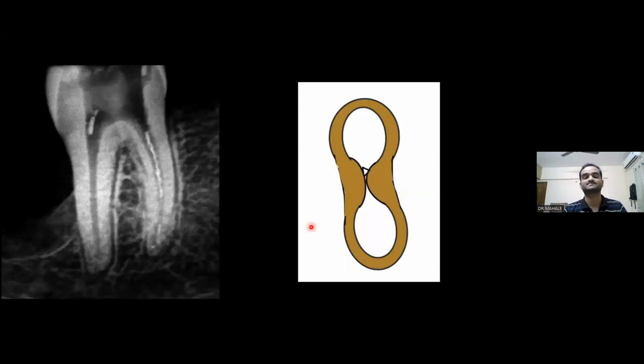Okay, this case was referred for retrieval of a fractured H file in the mesiobuccal canal of mandibular molar 3/6. So before taking the radiograph, I just removed the TF and irrigated the canal to flush out all the calcium hydroxide. Then when I tried to check in which canal the file is fractured, to my surprise, I could achieve patency in all of the 3 canals. So then I went to take a radiograph.